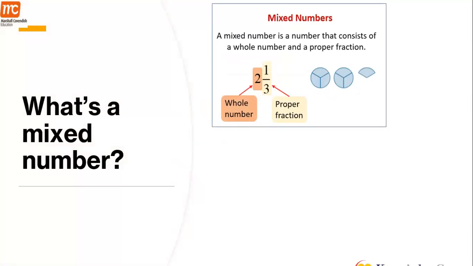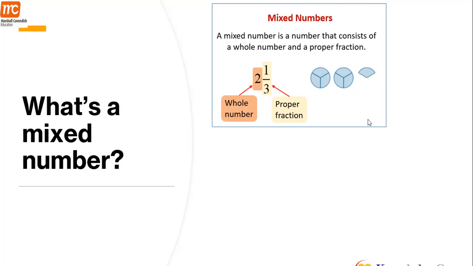Well, a mixed number is a number that consists of a whole number and a proper fraction, like you see in this example. You have a whole number, that's the number 2, and a proper fraction. Remember, a proper fraction is one whose numerator is smaller than the denominator. Okay, so you have a whole number and a proper fraction, and that will be a mixed number.